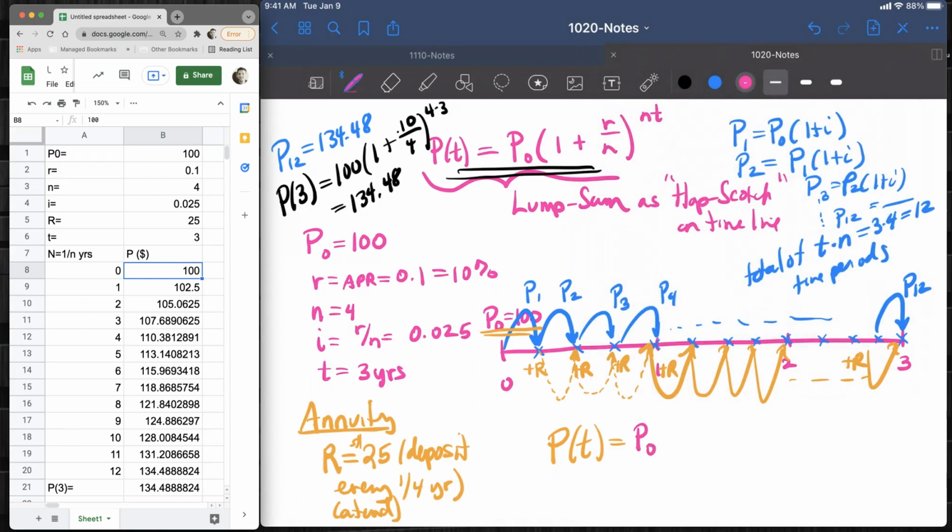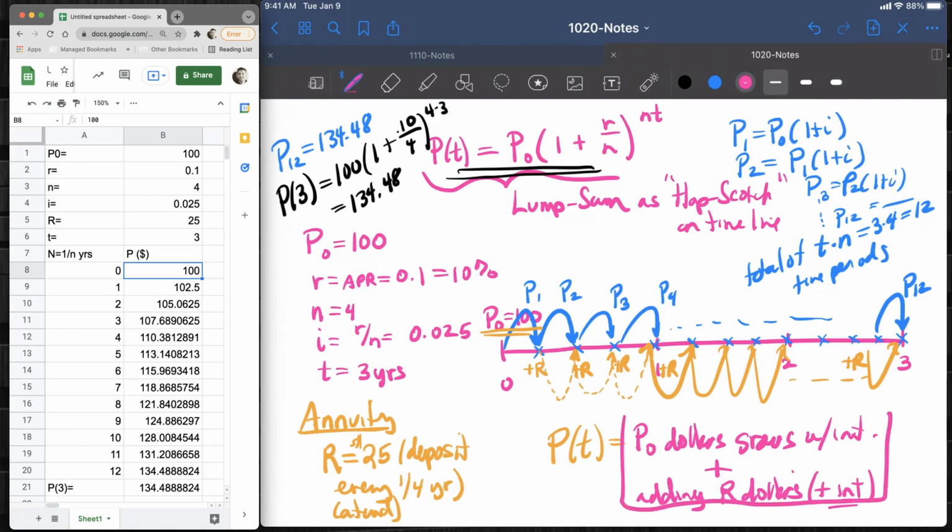That P0 grows with interest, but then there's also going to be a part where we're adding in R dollars, right, every 1/4 of a year. But then this part also grows plus interest. The interest is growing on the payments. And this currently is what we don't really have a formula for yet.